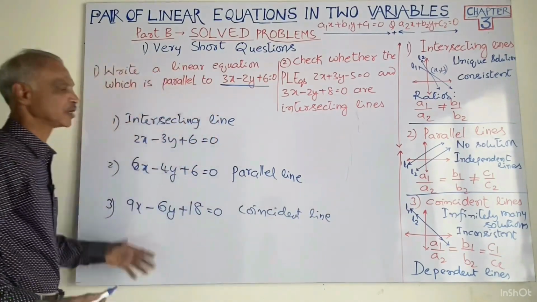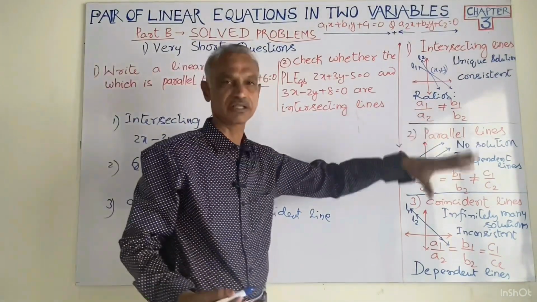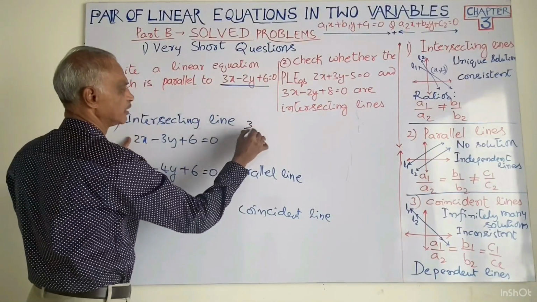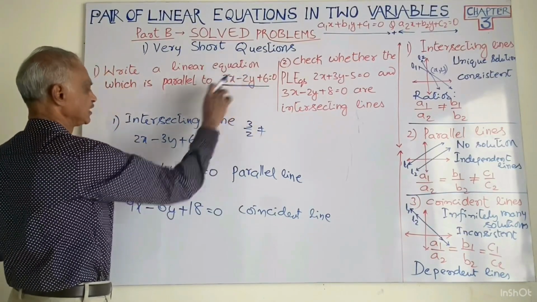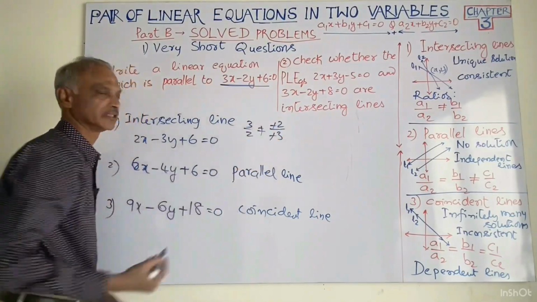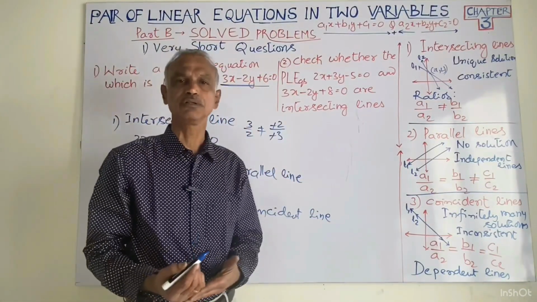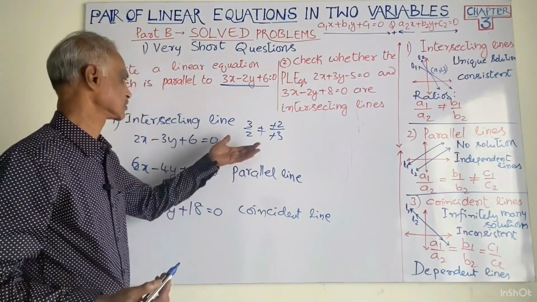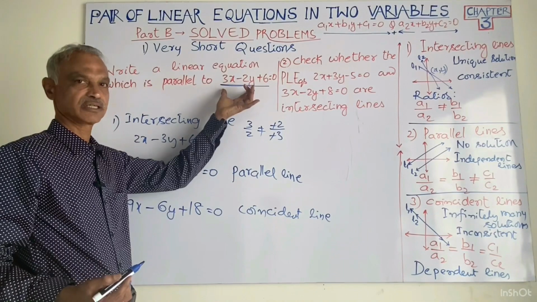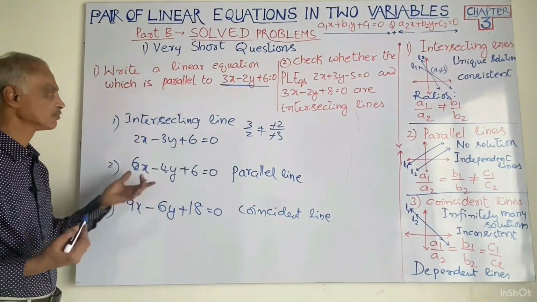Because you observe, what is an intersecting line? A1 by A2 is not equal to B1 by B2. A1 by A2 means 3 by 2 is not equal to minus 2 by minus 3, which means 3 by 2 is not equal to 2 by 3. So the intersecting line to this line is 2x minus 3y plus 6 is equal to 0.